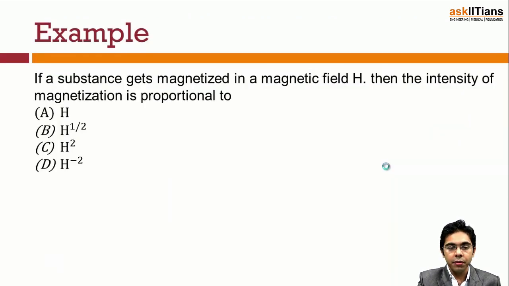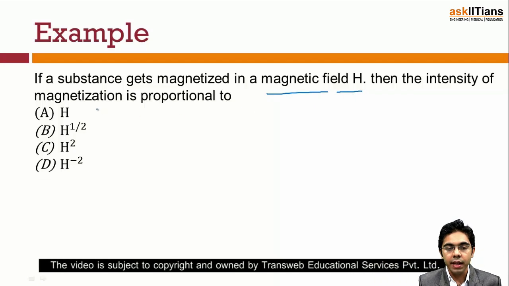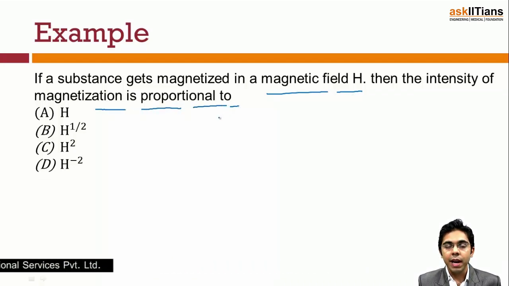Now let's proceed further towards an example. If a substance gets magnetized in the magnetic field H, then the intensity of magnetization is proportional to what? What is the intensity of magnetization? We have done this already.